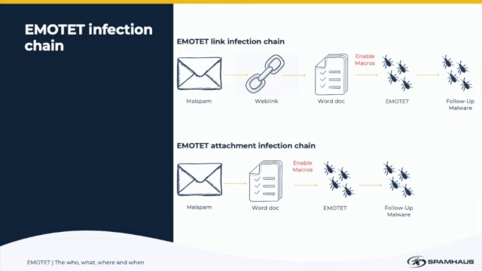In the same case, there is the Emotet attachment infection chain. The difference between these two is that instead of having a web link, it has an attachment. That is the Word document which has the macros. So the web link is removed in between. Instead, it keeps the Word document as an attachment.